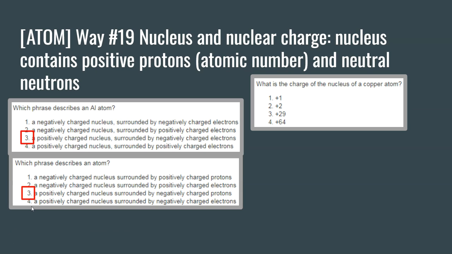What is the charge of the nucleus of a copper atom? To do problems like this, we have to look up copper on the periodic table and remember its atomic number. The atomic number tells us how many protons there are, and protons, if you recall, have a positive charge, and the neutrons do not contribute any charge to the nucleus. So we need to know something about copper's atomic number. Use that information to correctly answer this question.